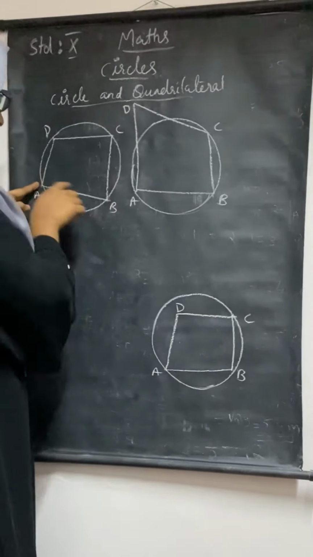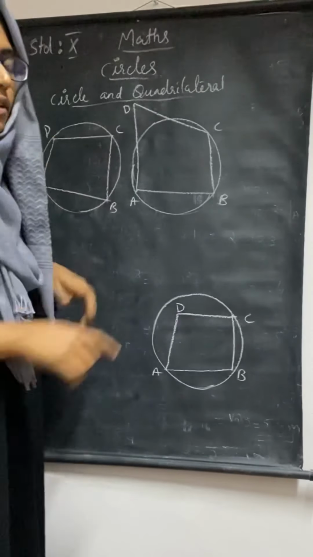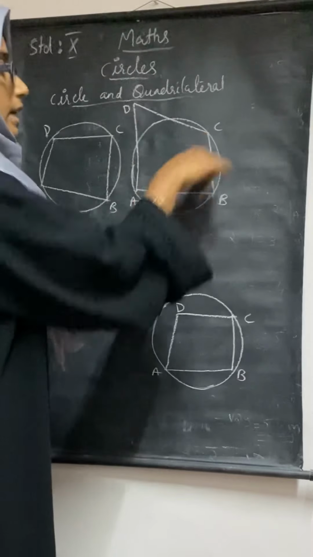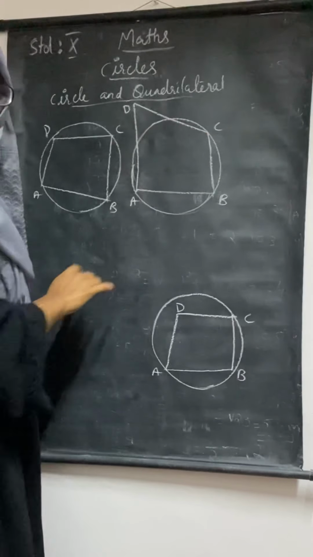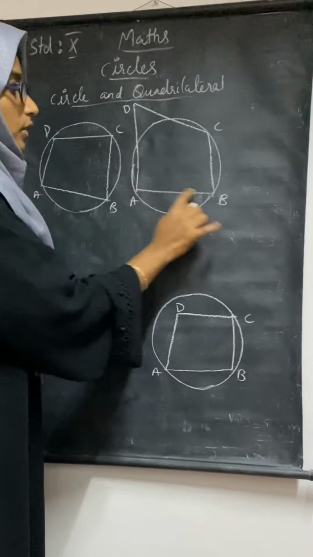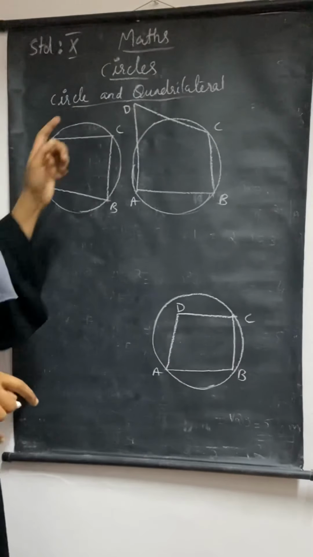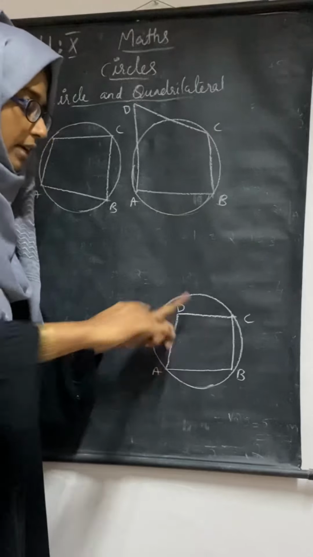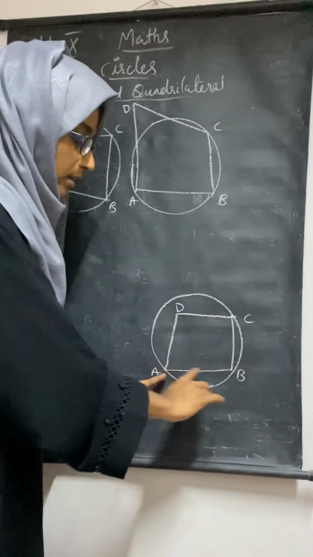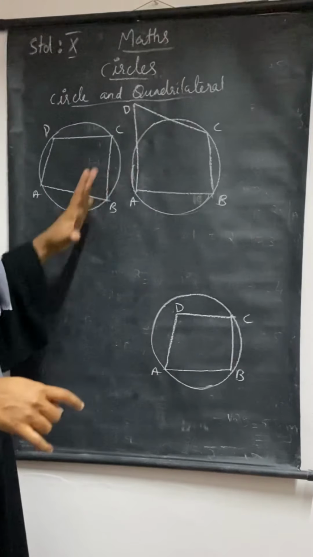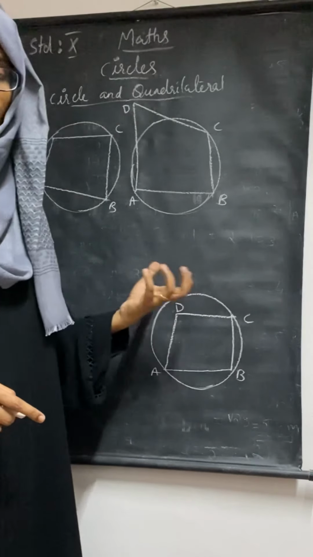These 4 points you can see are on the circle. But if you see here, this is also a quadrilateral, but here 3 points are on the circle and 1 point is outside the circle. In the next figure, you have a circle and a quadrilateral with 4 points, but 1 point is inside the circle. Is there any speciality for this? We are going to see now.